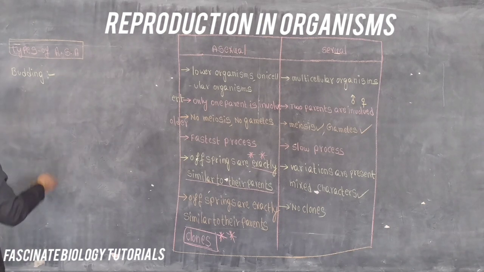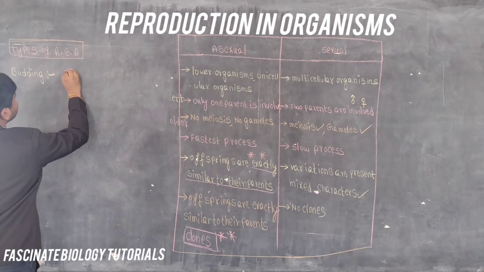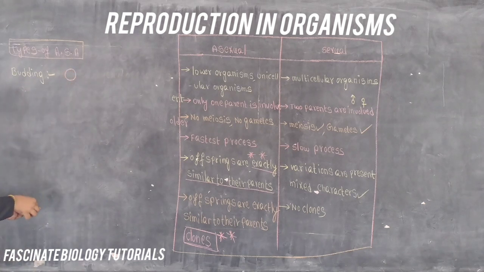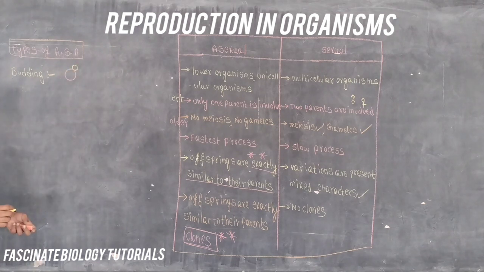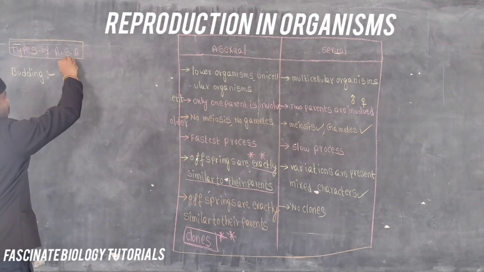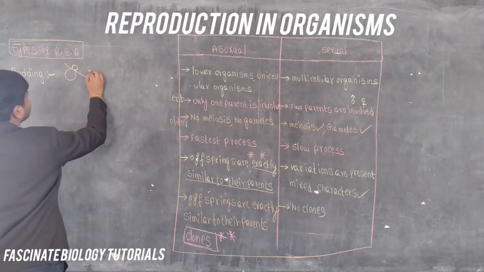Budding is a process where one parent is present. This is the parental body, and on the parental body a small bud is present like this. This is the bud. In case of an adverse situation, these buds separate from the parental body and survive as a new individual. That is known as the budding process. It is present in yeast.